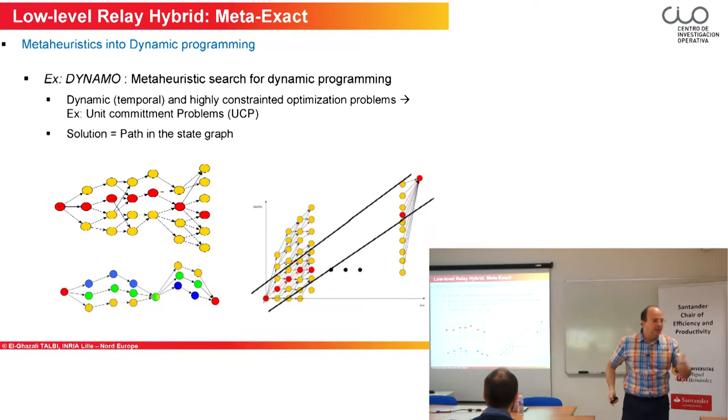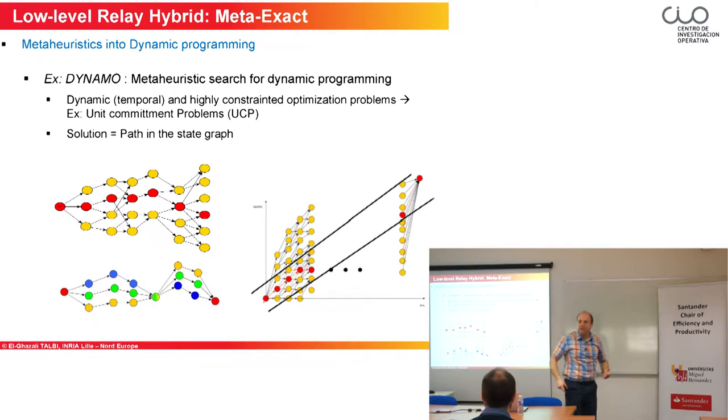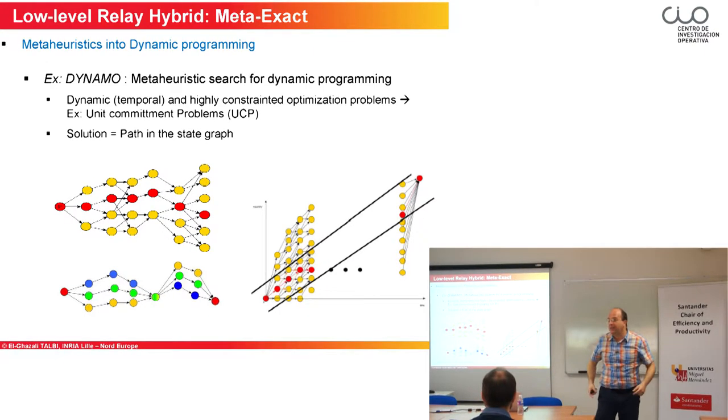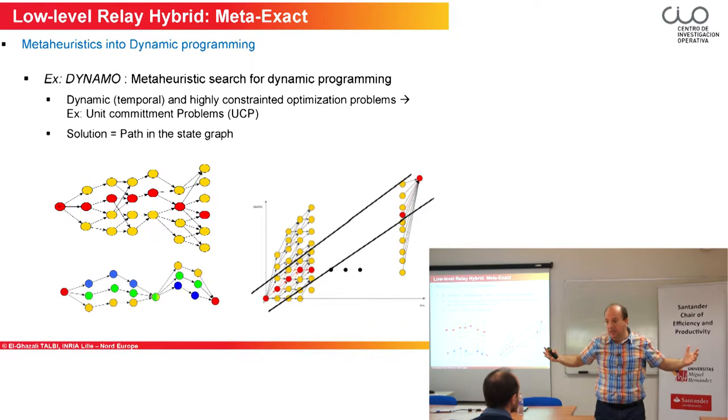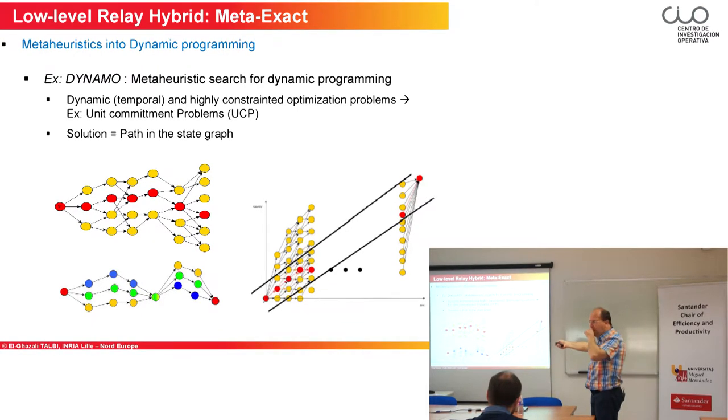How will a solution be encoded for this problem? A solution here will be a path in this graph. But I will not generate the whole graph, it's impossible. So I will apply ideas from dynamic programming, and I will use metaheuristics to generate only the most interesting part of this graph. We then designed a new algorithm called Dynamo, metaheuristic search for dynamic programming, and we applied it to many very important problems like the unit commitment problem.